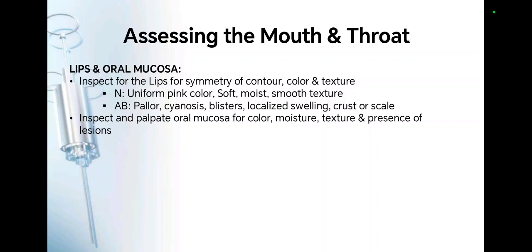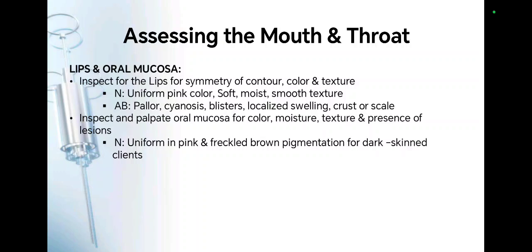Inspect and palpate the oral mucosa for color, the texture, and presence of lesions. So normally, it is uniform pink, and it may have freckled brown pigmentation for dark-skinned clients. For abnormal, it may be pallor. You check for any pallor, leukoplakia, redness, or bleeding.